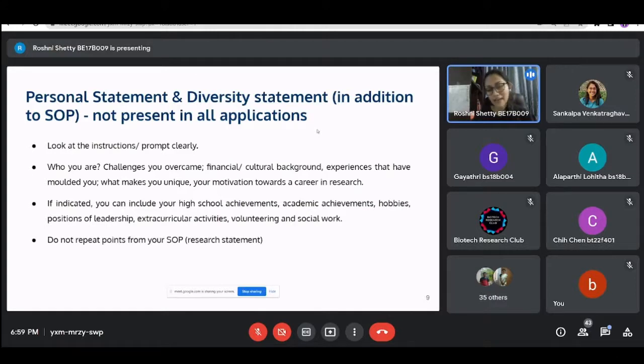So be sure you have all of them in points, and all of these have word limits in those boxes. So make sure you include all of your achievements and your extracurricular activities in good bullet points, so that you can fit it within that word limit. And next, again, do not repeat points from your SOP if there's another particular research statement. This should be sort of a different flavor from your SOP.